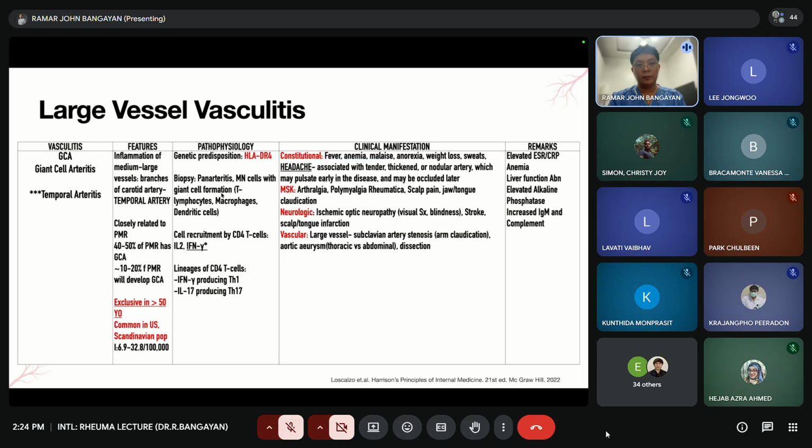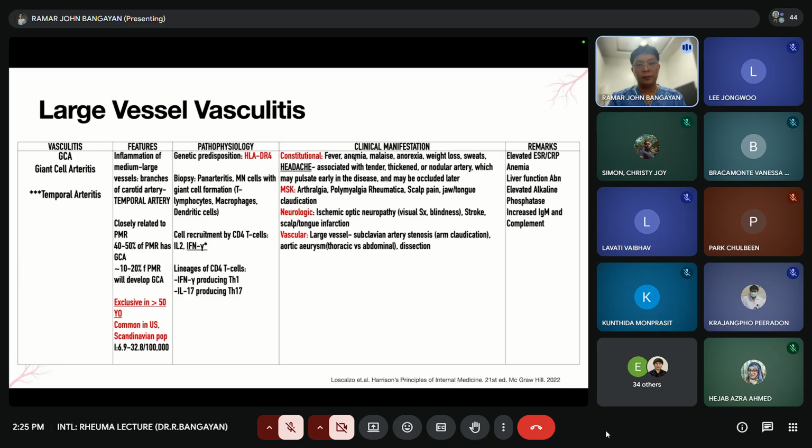Okay? So pan-arteritis of your temporal artery, meaning to say all layers of your temporal artery are affected: your intima, media, and adventitia. There is mononuclear cell infiltration of giant cells, T lymphocytes, macrophages, and dendritic cells. Okay? That is very different from the leukocytoclastic infiltration in your small vessels. Here, giant cells are present, and these are the lineages of your CD4 cells that can be seen as well.